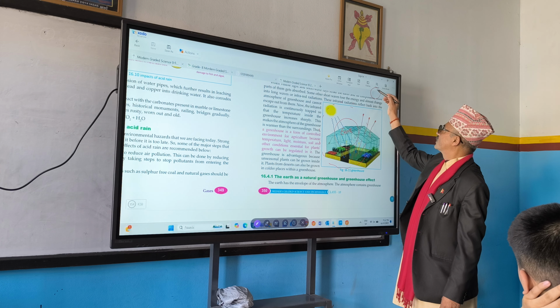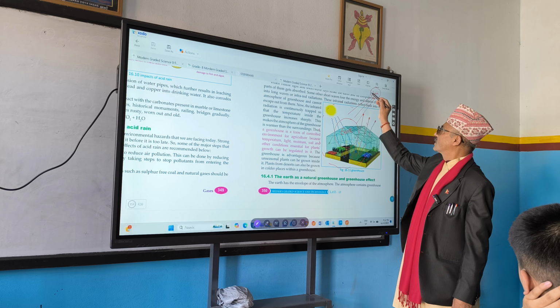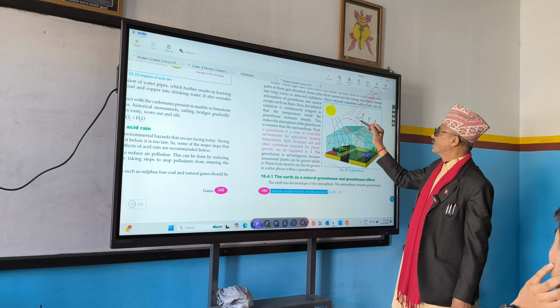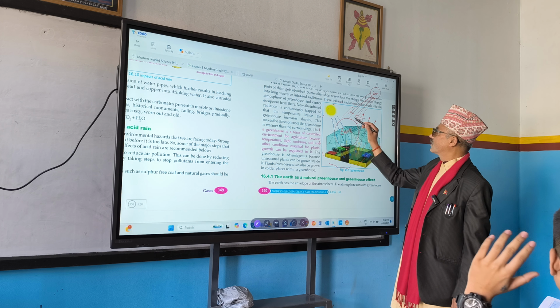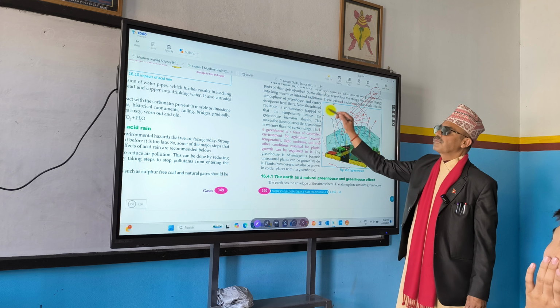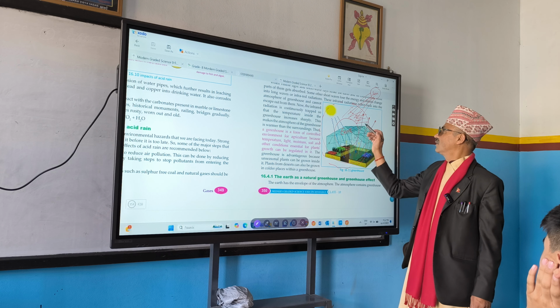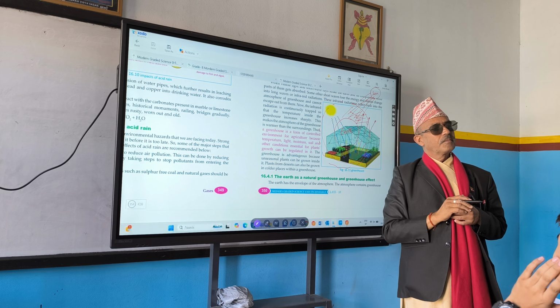And this is sun. From the sun, heat radiation comes here on earth. Yes, sir. When they strike the atmosphere, they return back. Do they return or not? Yes, sir. Then again, those reflected rays are blocked by the atmosphere. Then the temperature of the earth remains more or less constant.